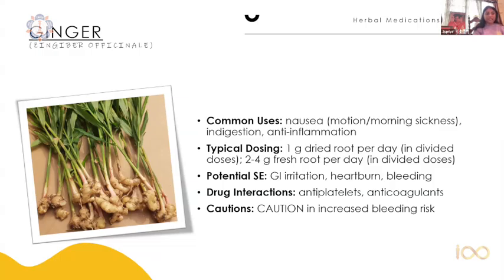And it also has antioxidants that scavenge those cancer-causing free radicals, and it protects cells from oxidative damage. So common uses of this one are going to be nausea, a lot of motion sickness and morning sickness type picture, indigestion, and it also has anti-inflammatory properties. And this one can, just like garlic, cause irritation, heartburn, and increased risk of bleeding. Just like garlic, blood thinners would be the medications to be cautious of in using ginger supplements. So be cautious if you have an increased bleeding risk.